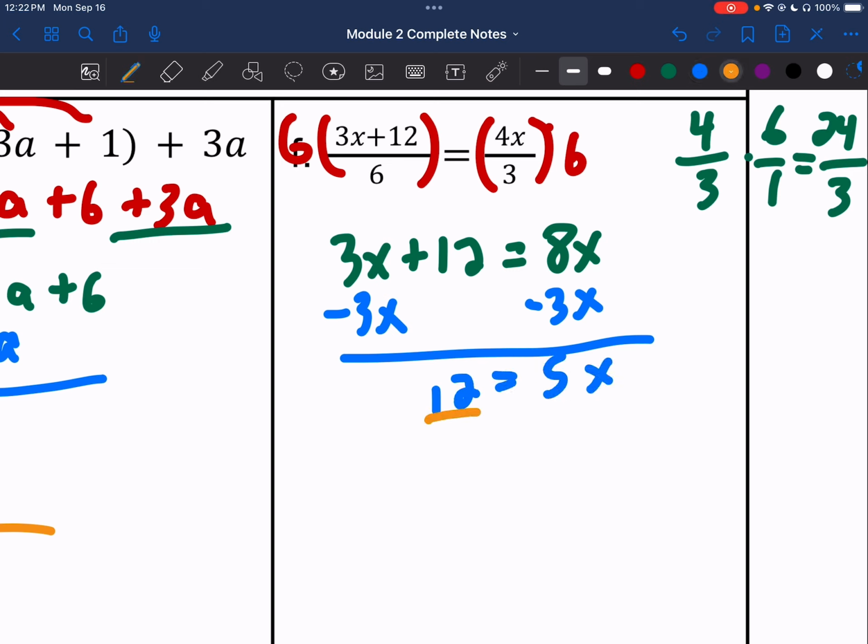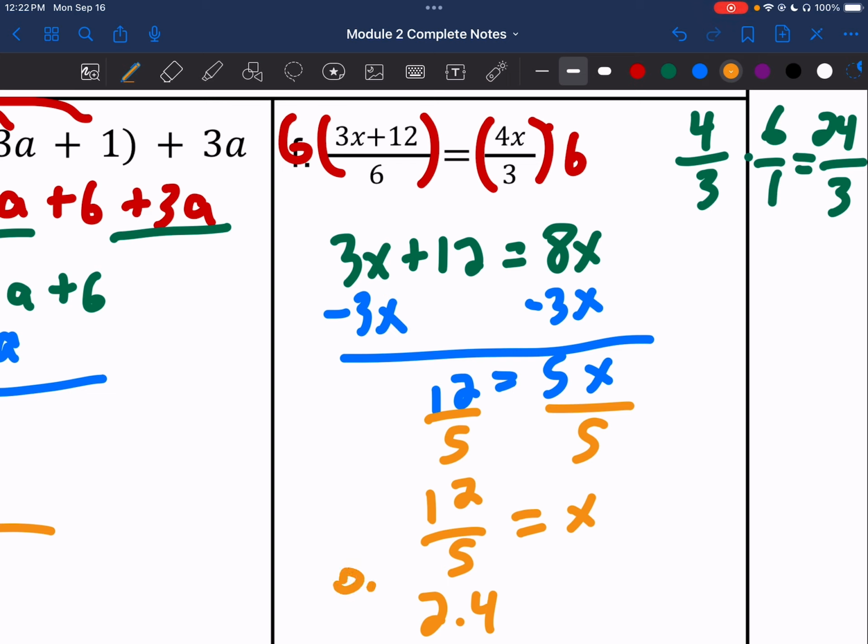Divide by 5. And I get that, well, we could leave it as just 12 over 5, or we could write it as 2.4. So it could either be 12 fifths or it could be 2.4. Either one would be an acceptable answer. If you wrote 2 2/5, that would be fine as well. I wouldn't like it, but I'll get over it.